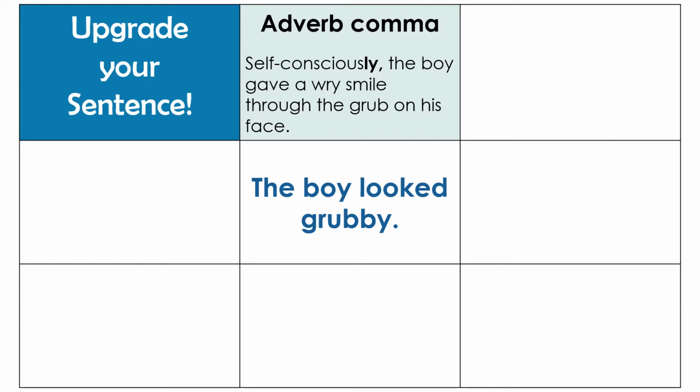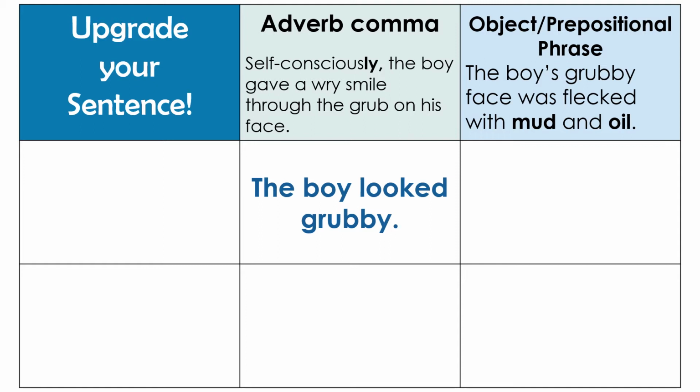The second method I've entitled object and prepositional phrase. Now, this is giving you two options as to how you can add something on the end of your sentence to give it more information. In this case, I've added some objects. The boy's grubby face was flecked with mud and oil. By adding those objects, I'm adding detail to my sentence. Now I know why his face is so grubby and what is actually on it.